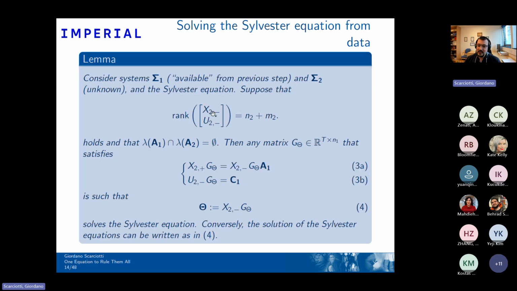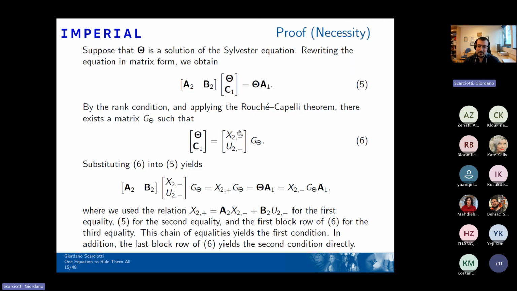And now we remember that we assumed the rank condition on X2, U2. The rank condition here is that X2 minus and U2 minus of the data is full rank. So it spans the entire space, which means that a linear combination of the columns can give anything. And specifically, what I want is that it gives theta C1. So G theta is nothing else than the weights of the linear combination of the columns of a basis for the space that gives any vector. In particular, I want that it gives the vector theta C1. So as long as X2 minus U2 minus is full rank, there is always a G theta that has this property.